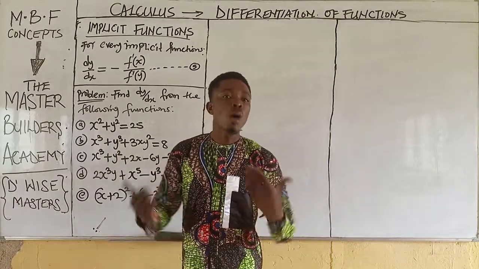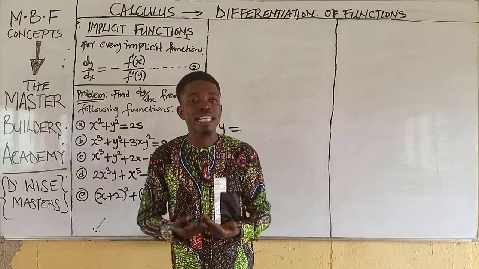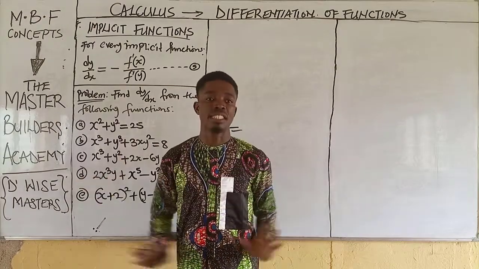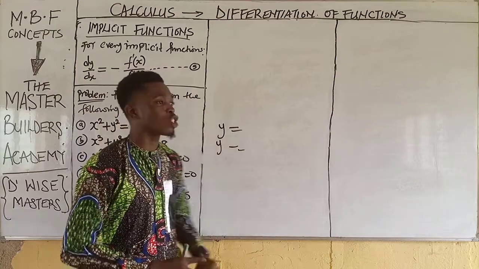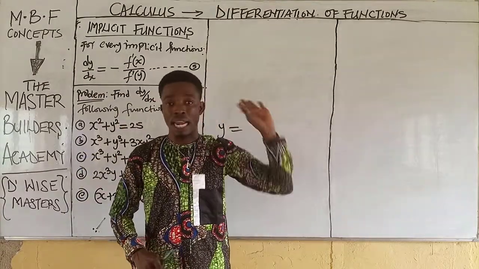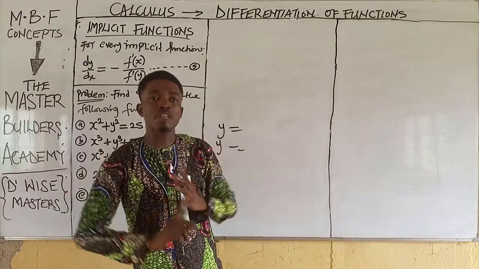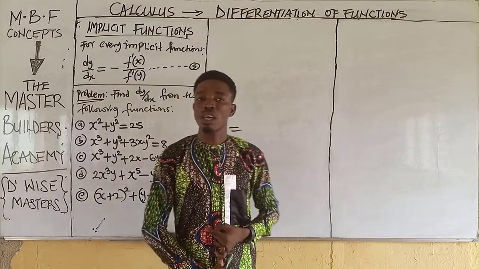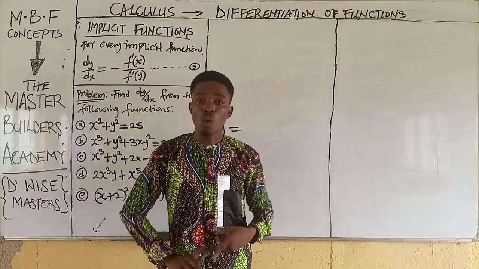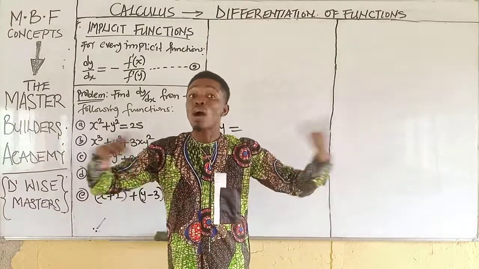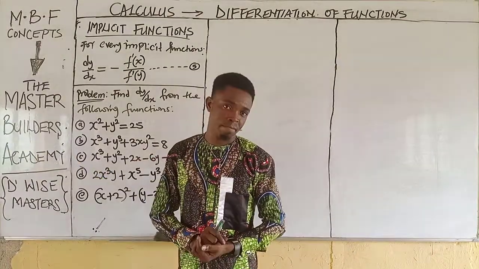In fact, y is capable of having any power to any degree. Unlike the first problems we saw, where the power of y is always 1, y raised to power 1, in this case of implicit function, you can have y raised to the power of 2, y raised to the power of 3, y raised to the power of 4, y raised to the power of 5, and y raised to the power of infinity.